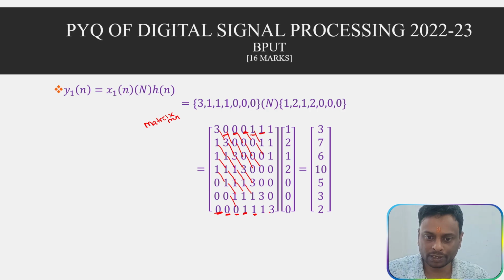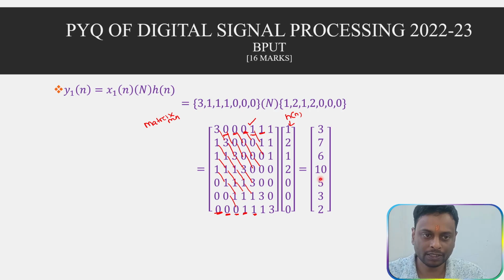So likewise, this is x1 of n, and you multiply it with h of n. This is our h of n. Then 3 will multiply with 1, 0 multiply with 2, 0 will multiply with 1, 0 multiply with 2, then 1 will multiply with 0, so that will be 3. Similarly 1 multiplies with 1, then 3 with 2, then the zeros, so all are 0, that will be 7. Likewise you multiply the matrix. So this is our y1 of n.